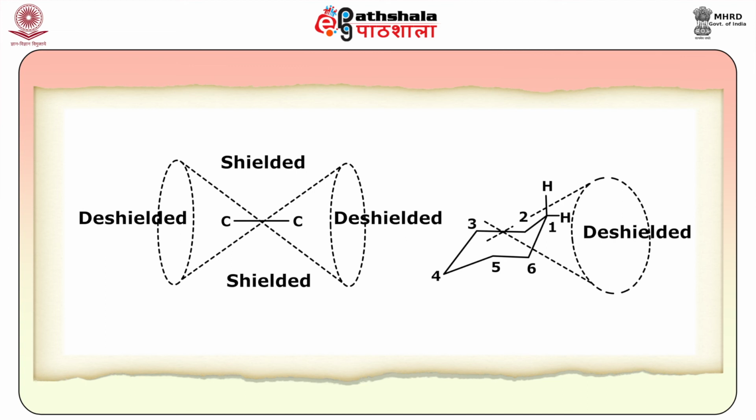The axial and equatorial protons on the C1 are equivalently positioned with respect to the C1-C2 and C1-C6 bonds, and these do not produce any differential effect. However, the C1 axial proton is within the shielding region of the C2-C3 and C5-C6 bonds, whereas the C1 equatorial proton is within their deshielding region.